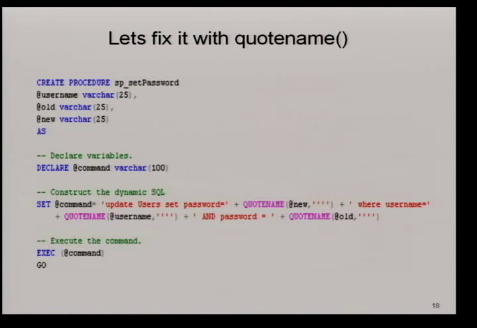Let's fix it using the QUOTENAME function. Update users, set password equals to QUOTENAME of the password, because QUOTENAME is going to add the beginning and ending delimiters, and it's going to replace all the occurrences of single quotes with 2 single quotes, where username equals to QUOTENAME of username, and password equals to QUOTENAME of password. So now we mitigated first order SQL injection issues in this code.